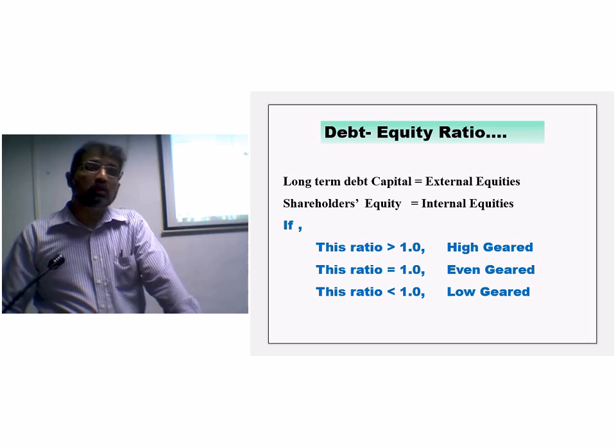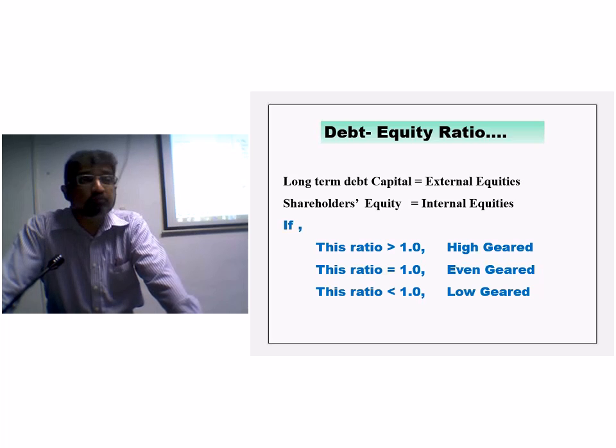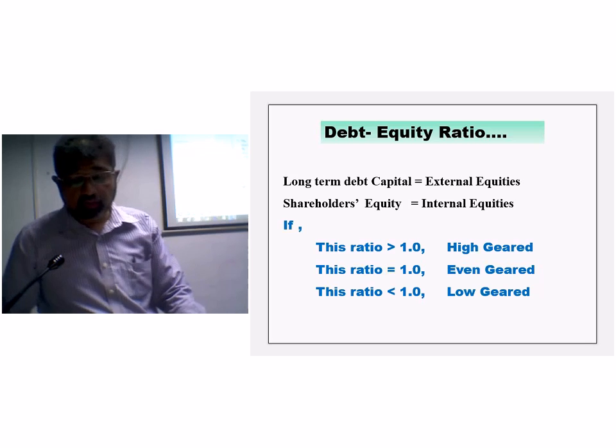Next key category is activity or the efficiency ratios. Then turnover ratios, asset management ratio, asset utilization ratios, activity ratios. There are a number of names for this. Then if you move to the inventory turnover ratio, the relationship between volume of goods sold and inventory may be stated as inventory turnover ratio.